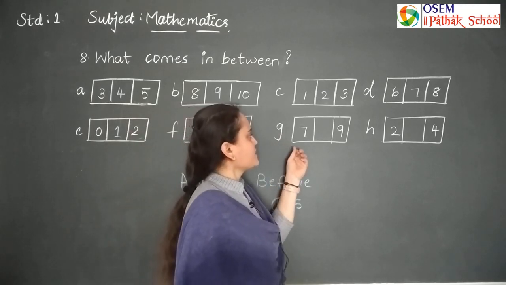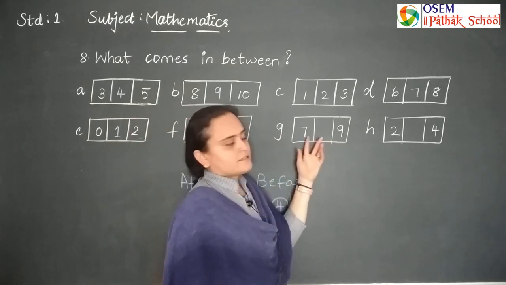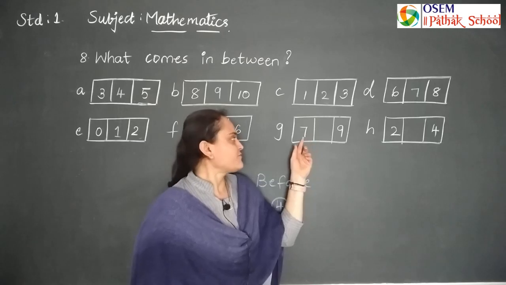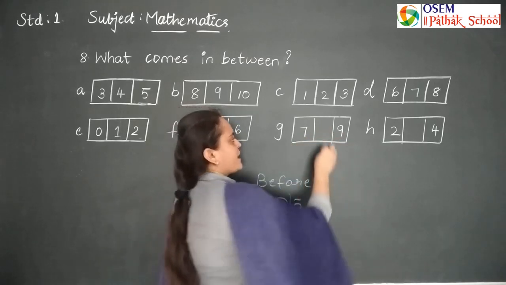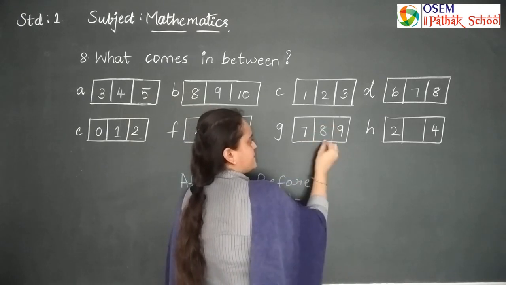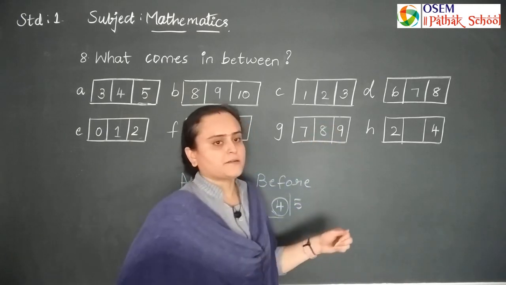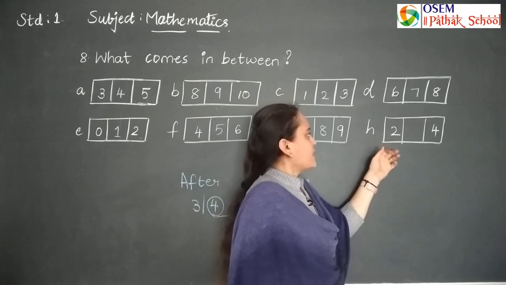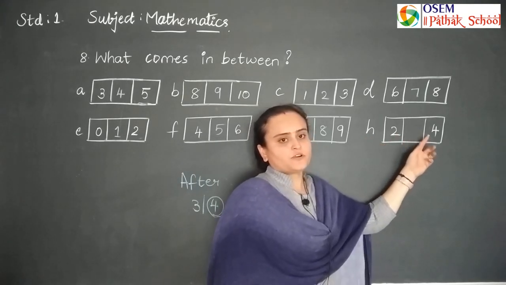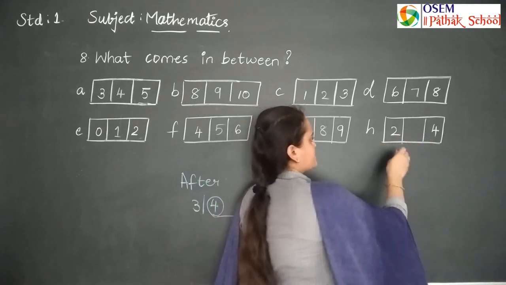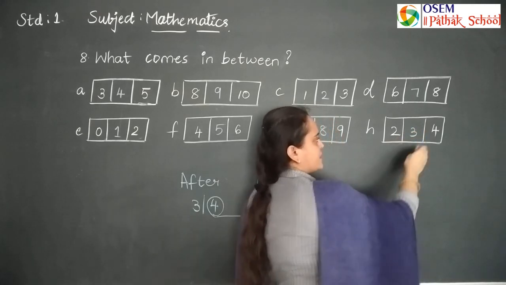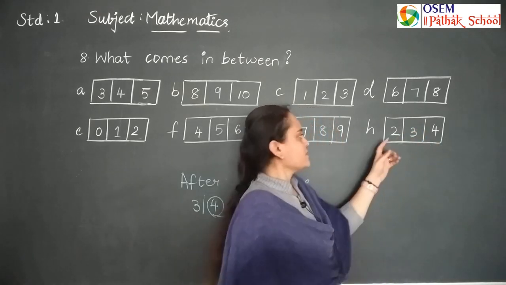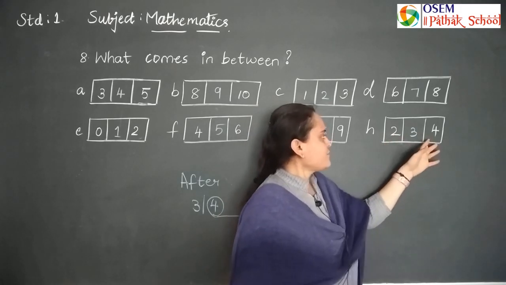G, 7, 9. Then between number is after 7 and before 9. Which number will come in between? 8. 7, 8 and 9. Then H, after 2 and before 4. Which number will come in between? 3. Then after 2 will come 3 and before 4 will come 3. Then 2, 3 and 4.